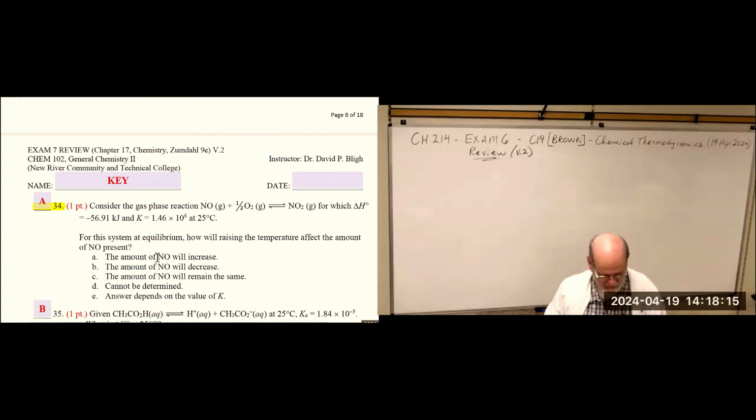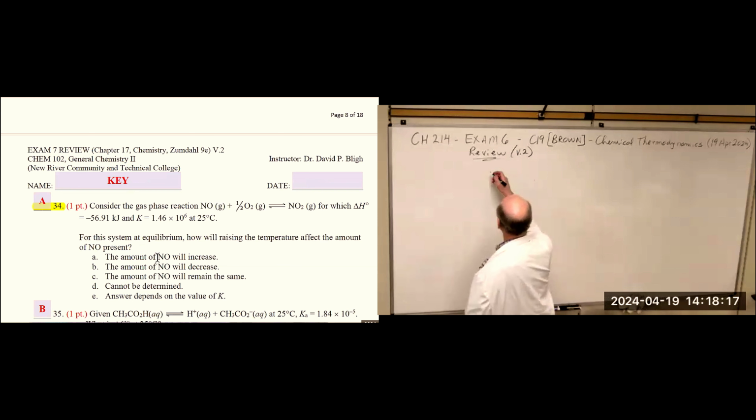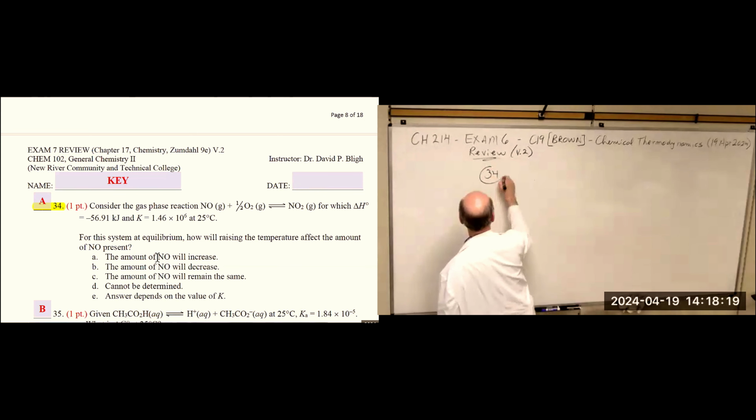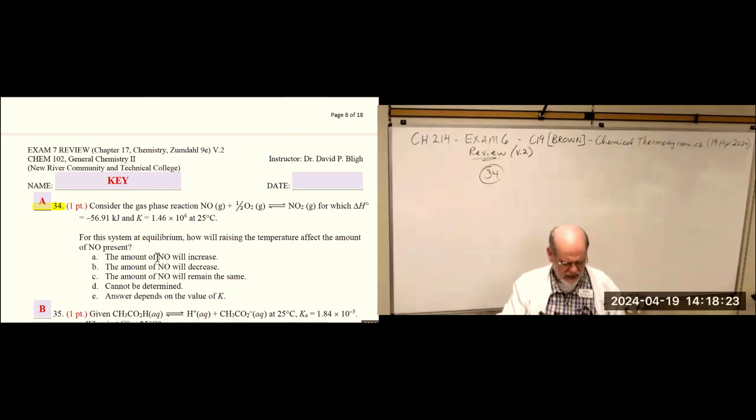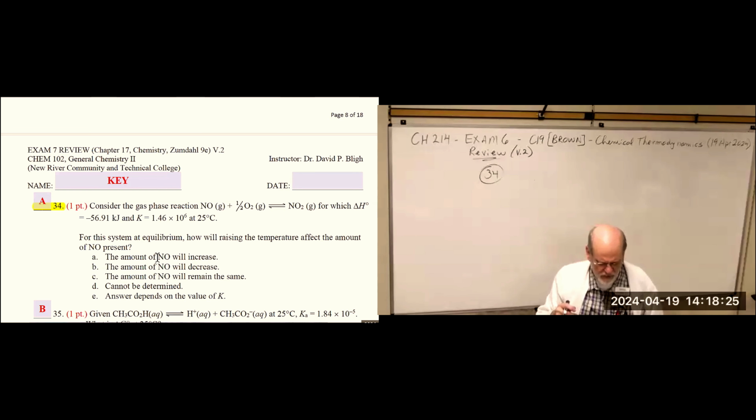34. Let's see. I'm not doing too good today. Consider the gas phase reaction NO plus a half O2 yields NO2, for which delta H is minus 56.91 kilojoules, and K equals 1.46 times 10 to the 6 at 25. For this system at equilibrium, how will raising the temperature affect the amount of NO present?